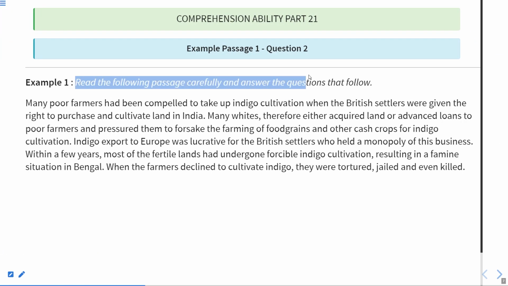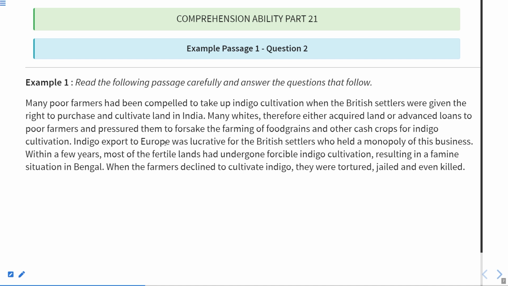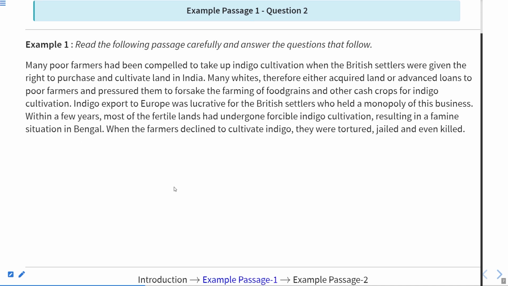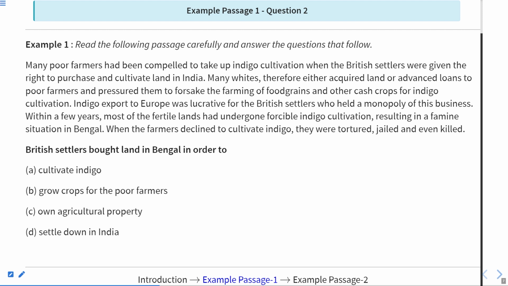Read the following passage carefully and answer the questions that follow. We have already read the passage. Now we have to answer the question which is given to us. The question is, British settlers bought land in Bengal in order to. So why did they buy land in Bengal? Option A is cultivate indigo, grow crops for the poor farmers, own agricultural property, settle down in India. So why did they buy land in Bengal?